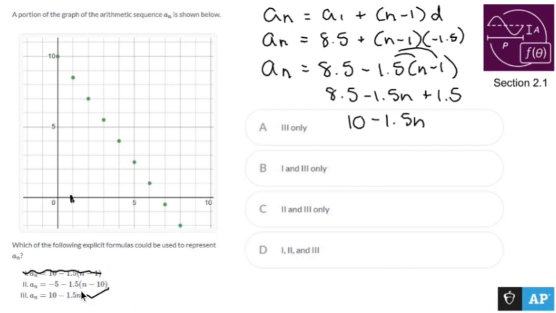2, I don't see it. You would have negative 1.5 n. 2 would be negative 5 minus 1.5 n plus 15, which no way becomes 10 minus 1.5 n.